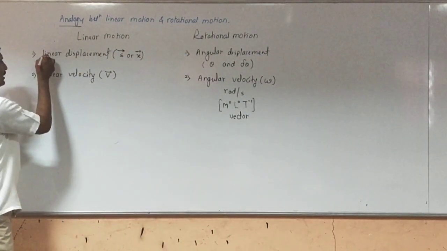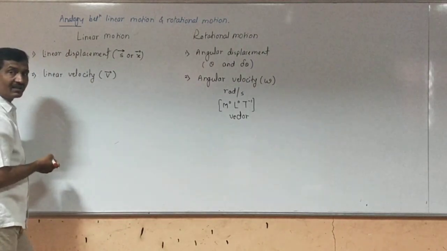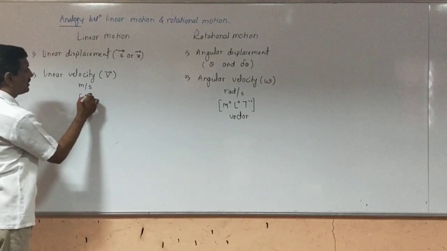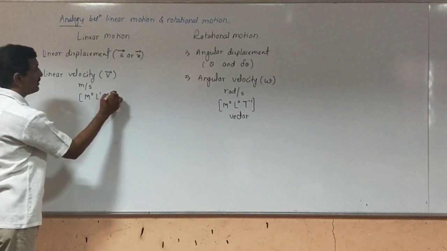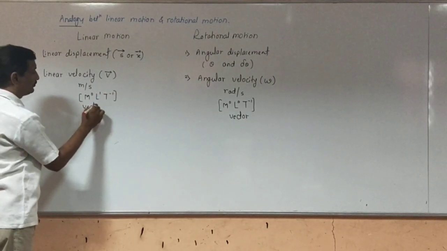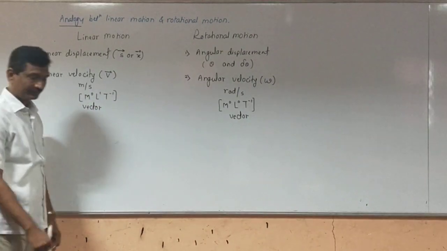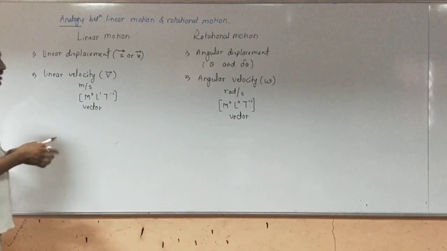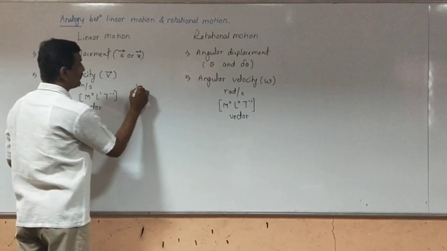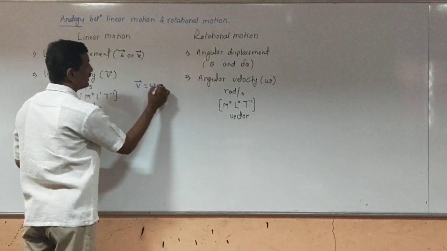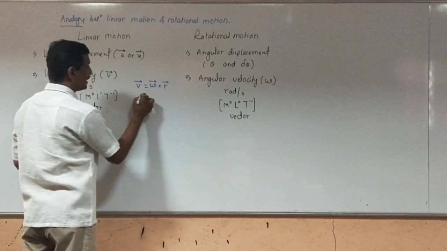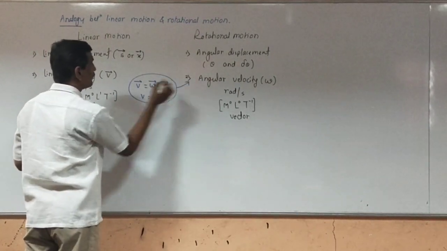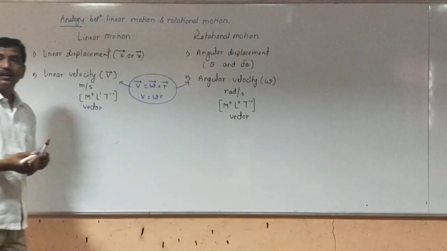Rate of change of the linear displacement is called the linear velocity, denoted by letter V bar. Its SI unit is meter per second. Dimension is 0 in mass, 1 in length and -1 in time, and it is a vector quantity. So you are also familiar with the relation between these two physical quantities, linear velocity and angular velocity. V bar is equal to omega bar cross r bar, and in magnitude V is equal to omega r. So this is the relation between linear velocity and angular velocity.